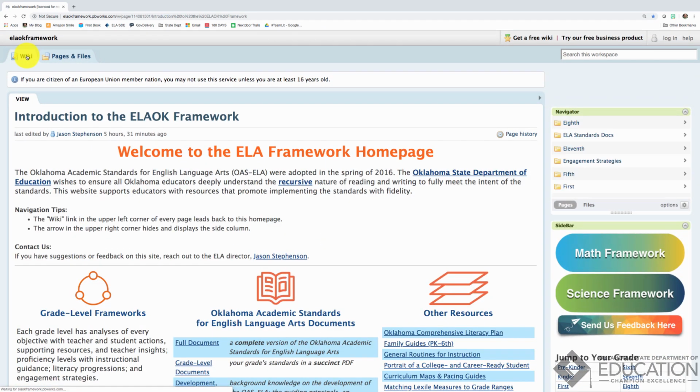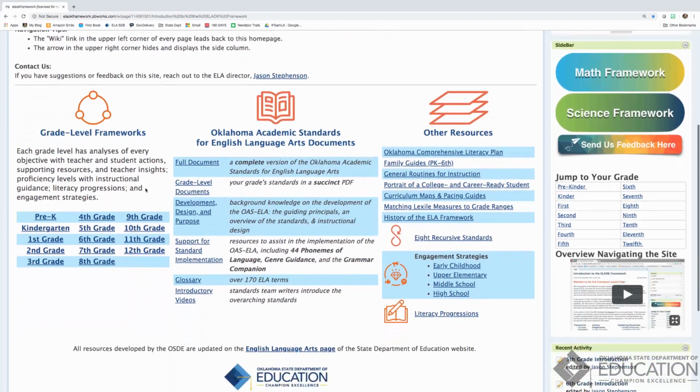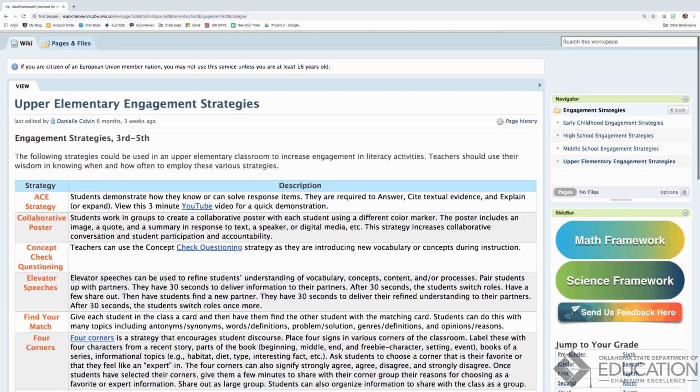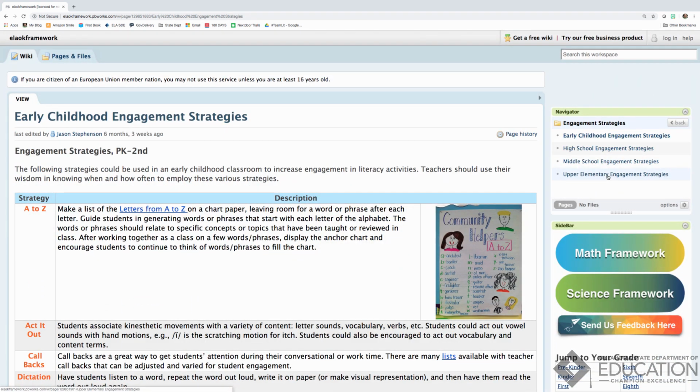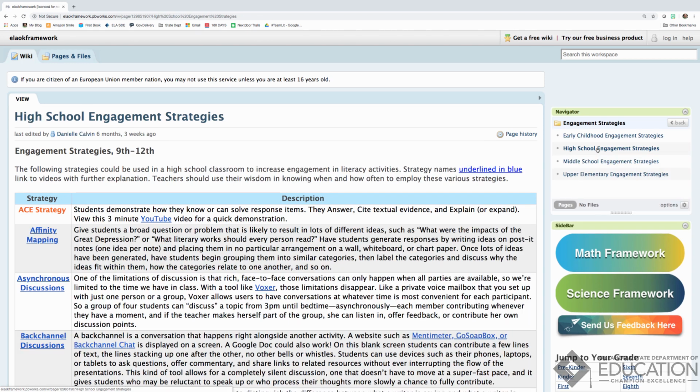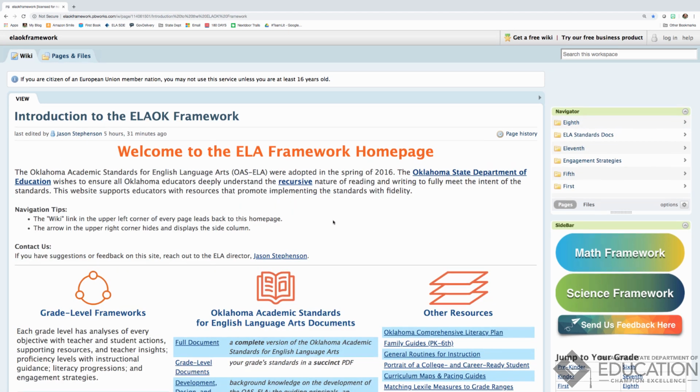Now we will look at the engagement strategies for 4th grade. There are 4 different pages of engagement strategies depending on the grade band that you teach: early childhood, upper elementary, middle school, and high school. So that was the grade level framework at a glance.